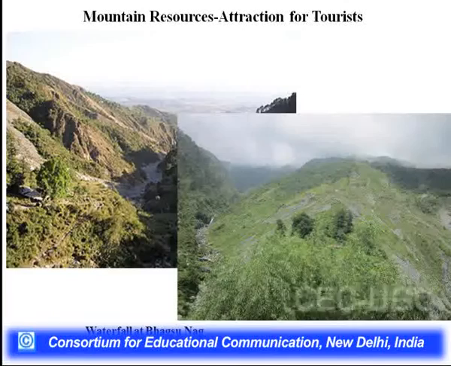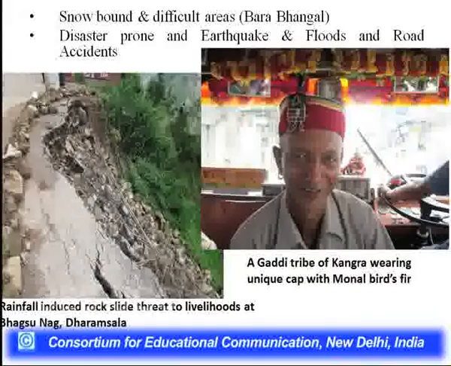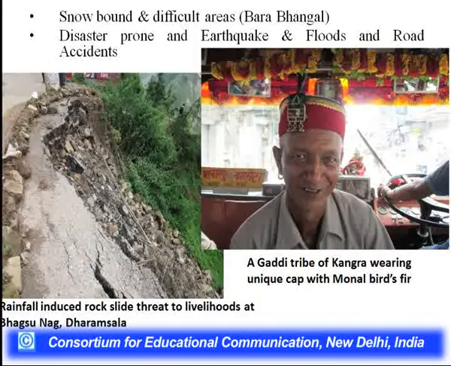Mountain resources are a very important attraction for tourists. You can see a waterfall at Bhagsunag area, a snowbound and difficult area, disaster prone. Earthquakes, floods and road accidents are an important challenge for livelihood assets. Time to time during the monsoon, such extreme events bring a lot of disastrous situations, and so tourism even is disrupted time to time during the monsoon.